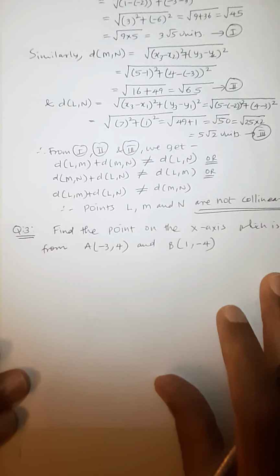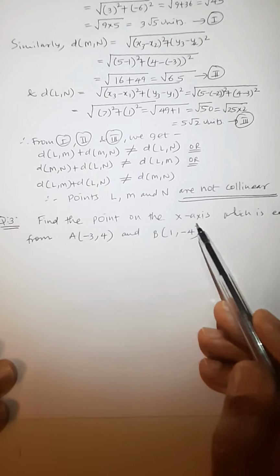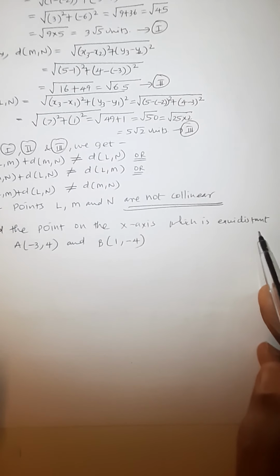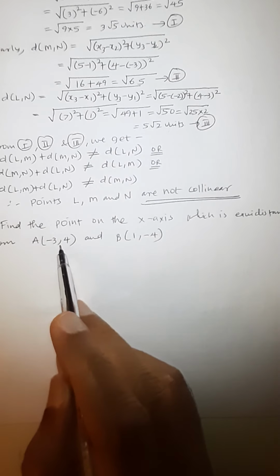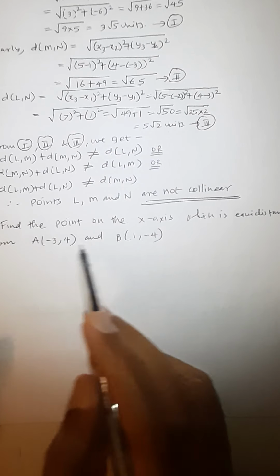Now question 3 I have already written. Find the point on the x-axis which is equidistant from A (-3, 4) and B (1, -4). These are the given points.